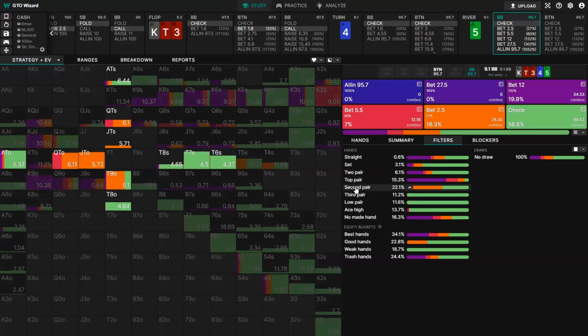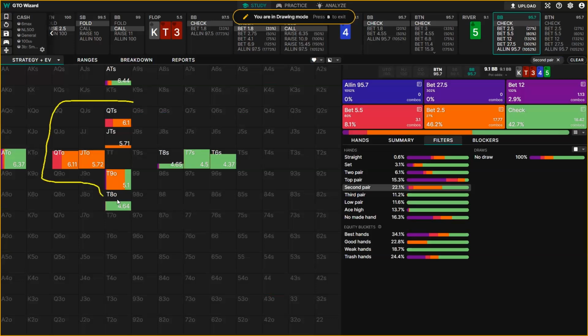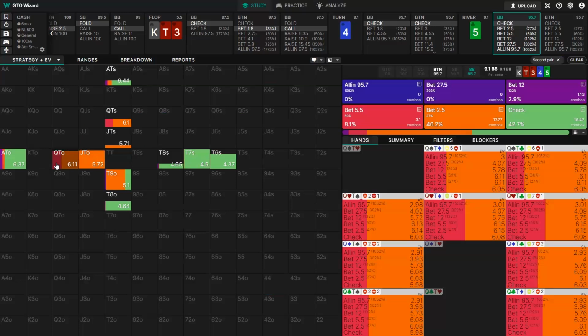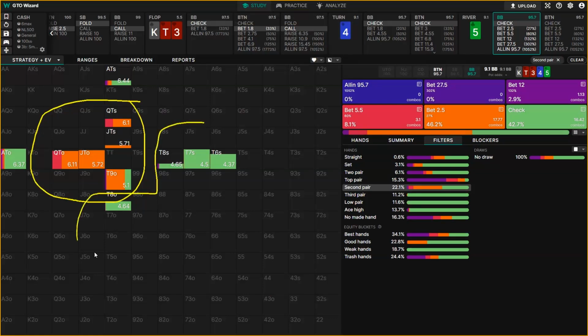So let's go step by step. So let's go to second pair. And we see these hands right here that are basically, I mean, 10-9 is checking a little bit, but especially these two are really just pure betting at least, okay? Why is that? And why do these hands pure check? Okay, so let's look at equity.